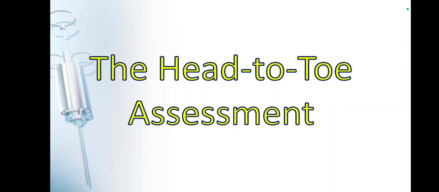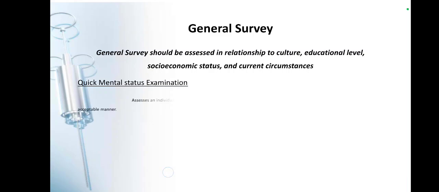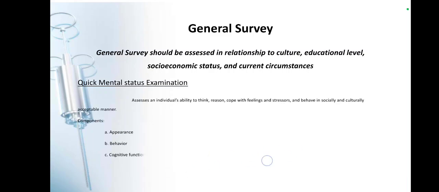So let's start first on your general survey. This is the first area to be assessed, based on the head to toe framework. This is the last part of this module. The third module will be focusing on the review of systems. So let's start with your general survey.